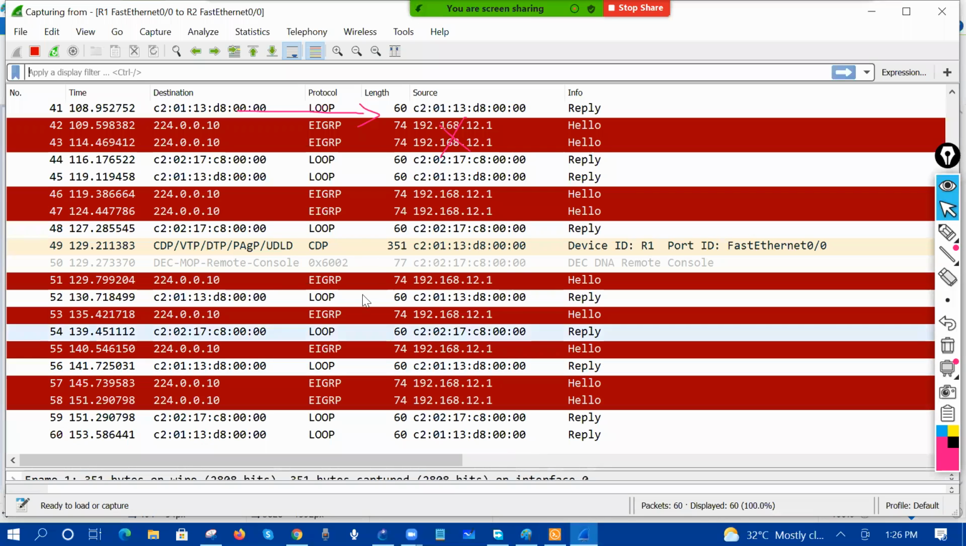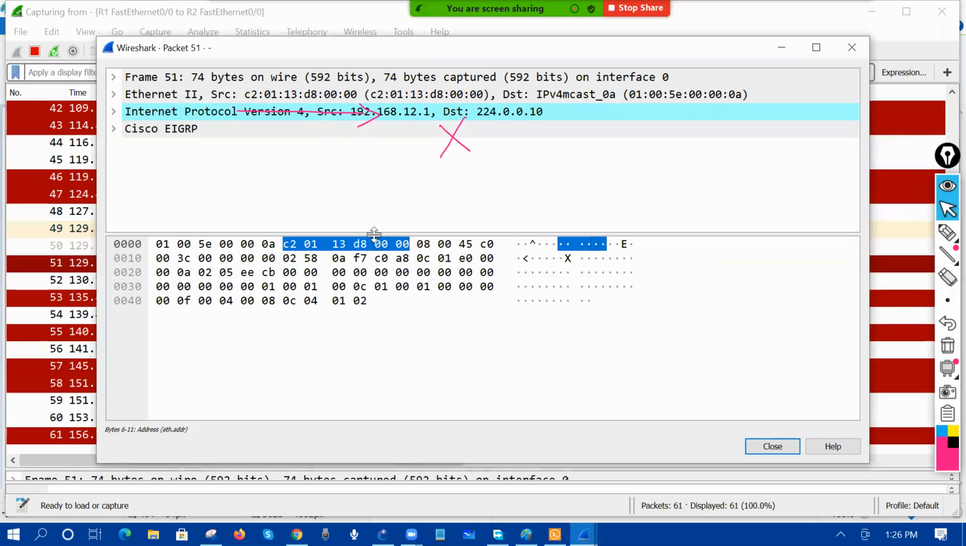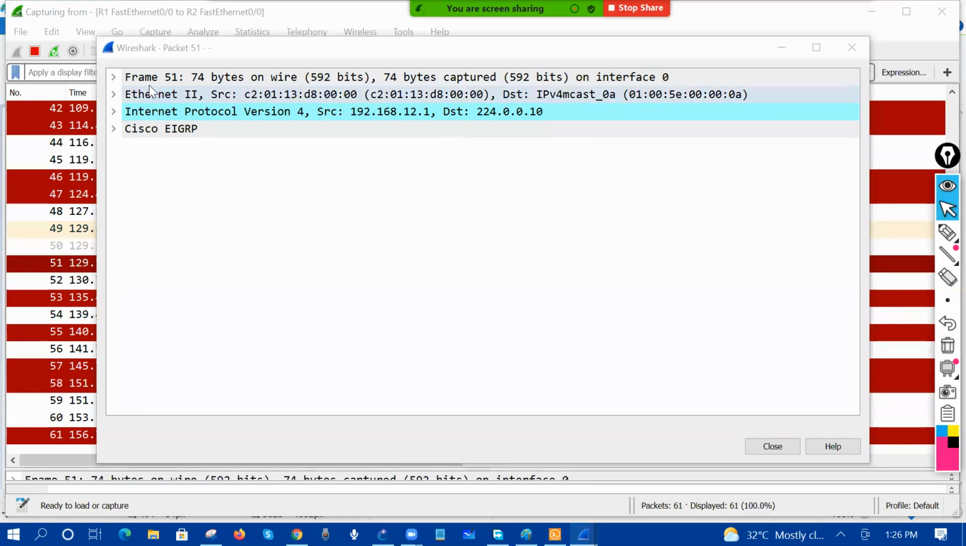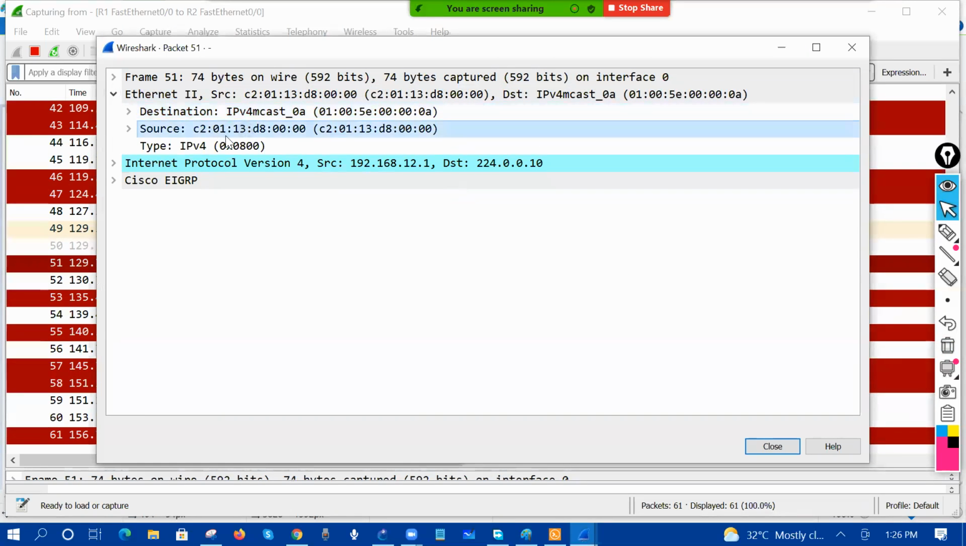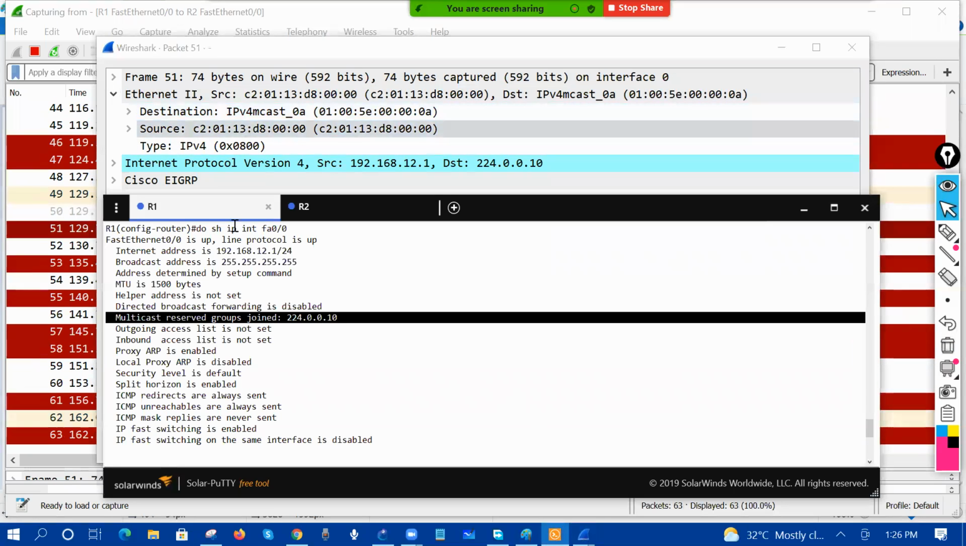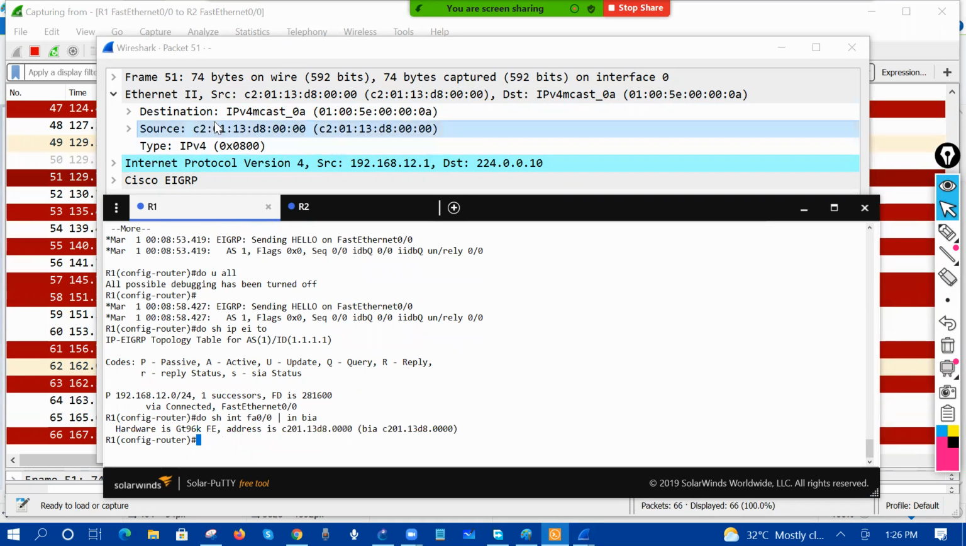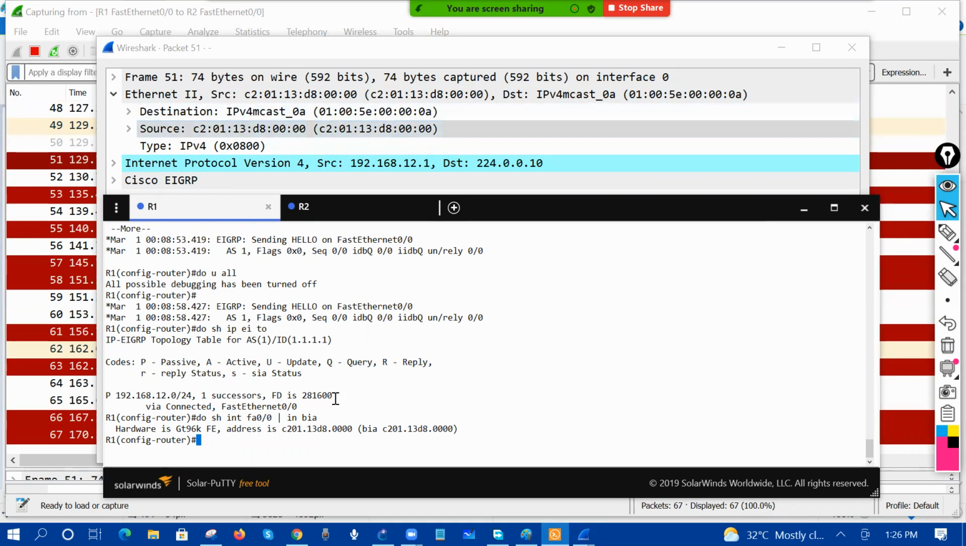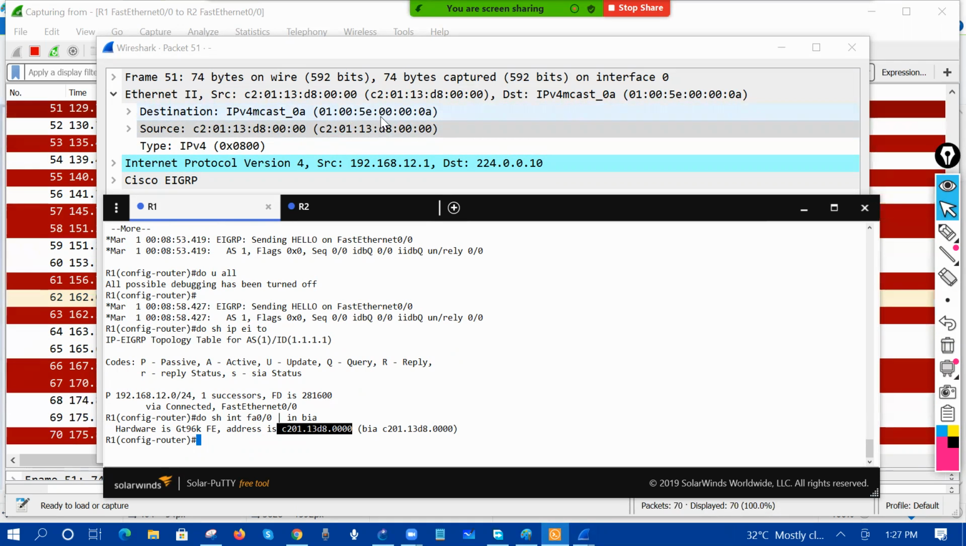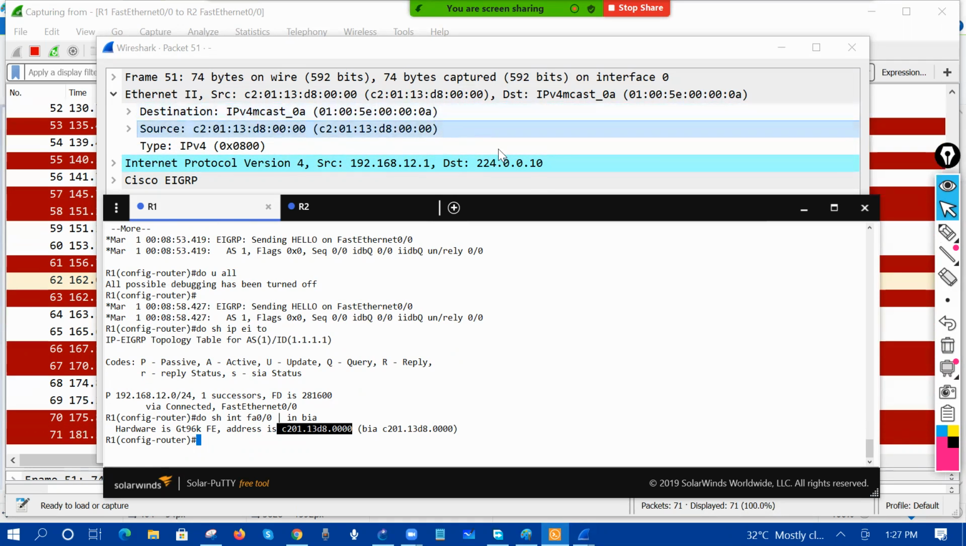And if you see, 12.1 is sending the packet, right? Source MAC address is the router 1 MAC address, C201. Destination is a multicast MAC address 01005E 0000A dot 10, right? Mapping the hexadecimal A10.